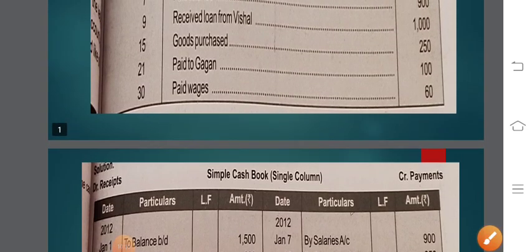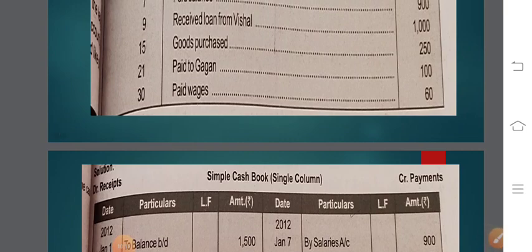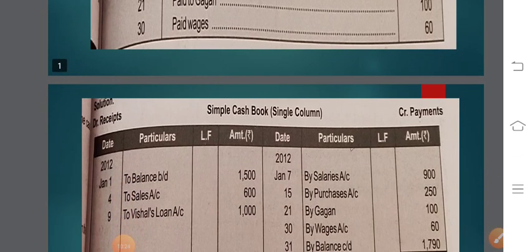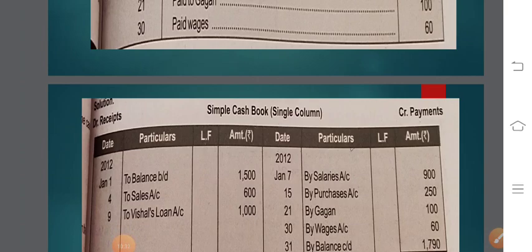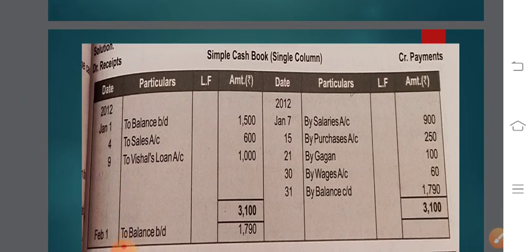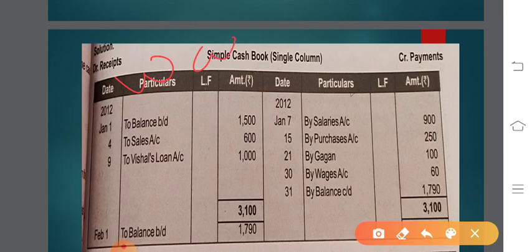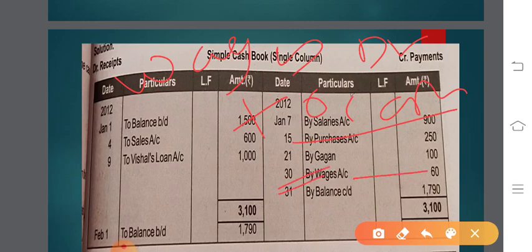The next point we have is paid wages. Now since we have paid wages, being an expenditure, wages has to be debited. So what we'll do? We'll write that wages account debit to cash. Now since cash is on the credit side, we'll go to the credit side, but we'll write the name of the debit party, that is by wages, rupees 60.